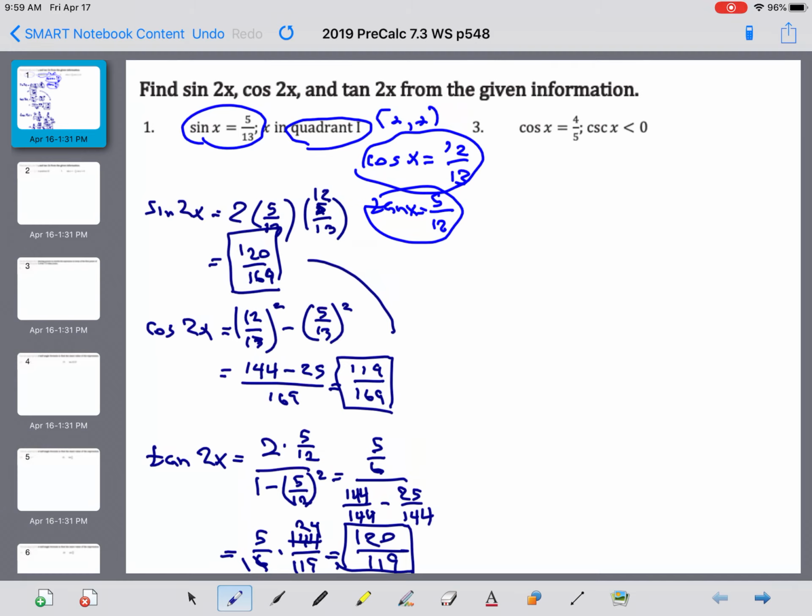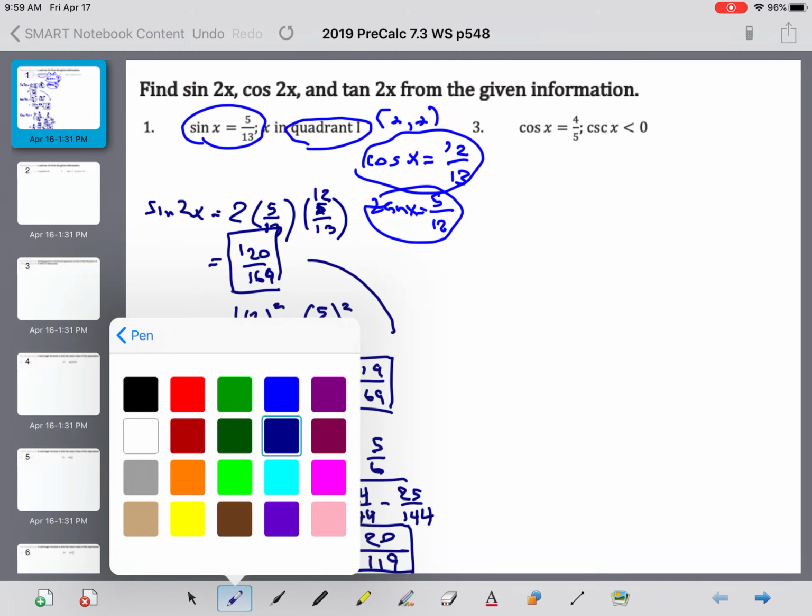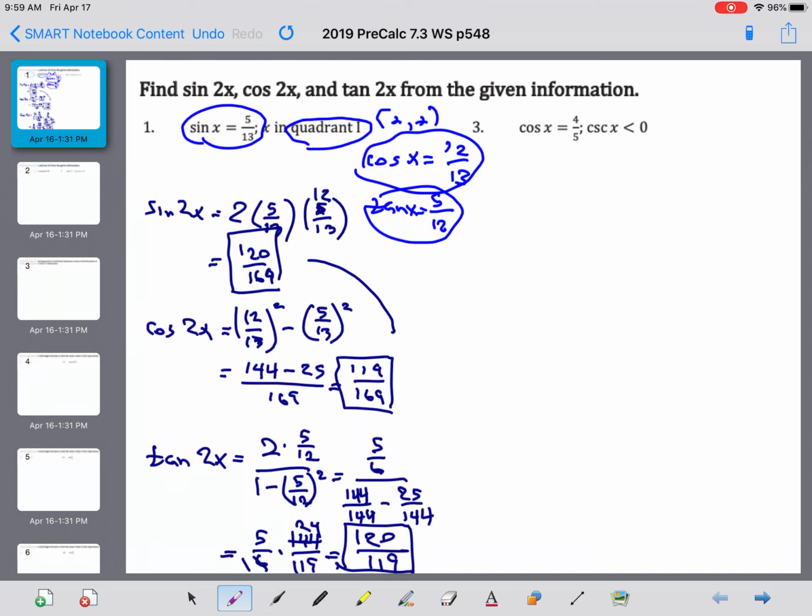Okay. Moving on to number 2. Let's change here to purple. And again, the first thing here, if cosecant is negative, that means sine is going to be negative. And again, looking at this, that means that the sine of x, Pythagorean triples, will be that. It also means the tangent of x is going to be 3 over 4. So again, these are all required, and now we do the same thing we just did.